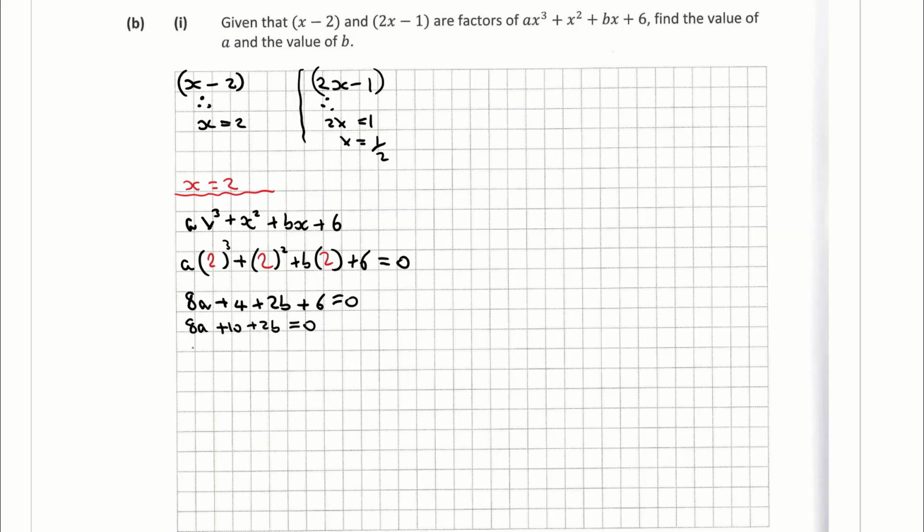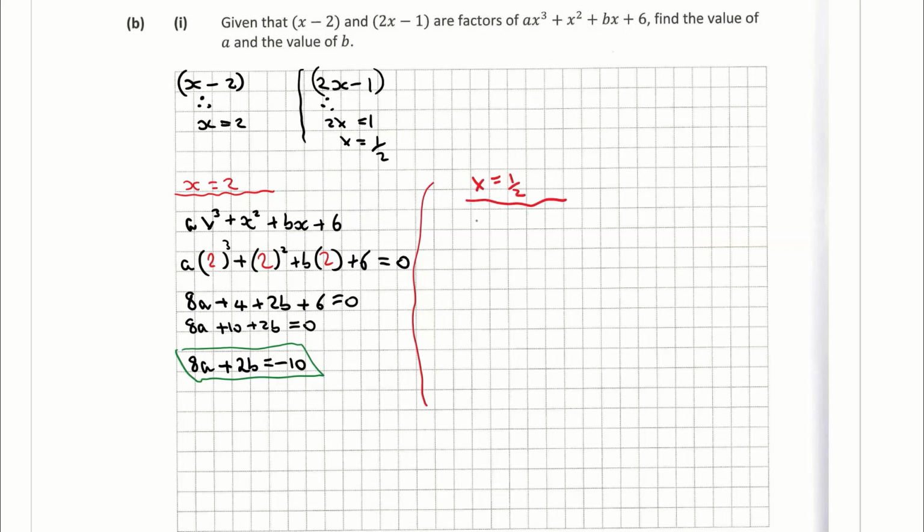If I subtract 10 from both sides, I get 8a plus 2b is equal to minus 10. So I've got an equation with two variables. I'm now going to do the same thing again, but sub in my second solution for x, which is x is equal to a half.